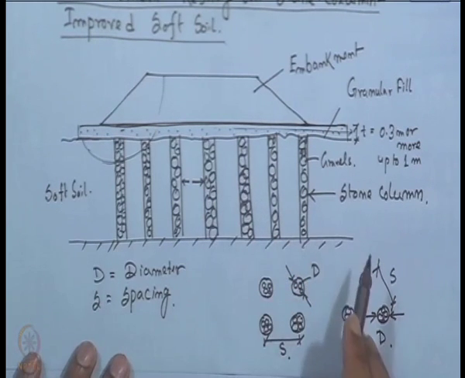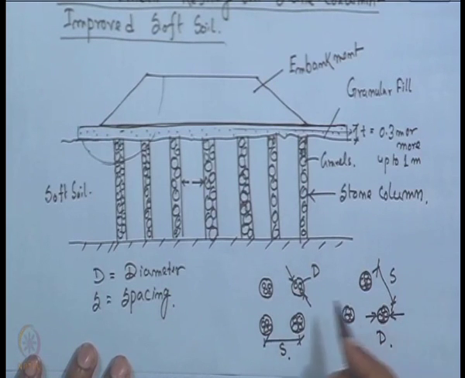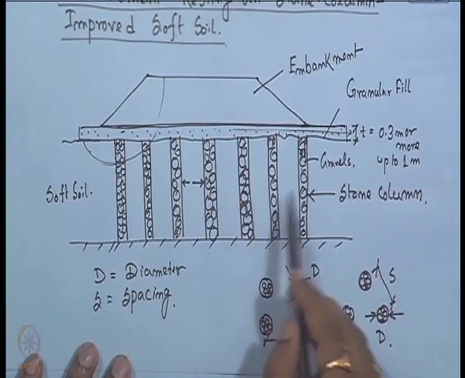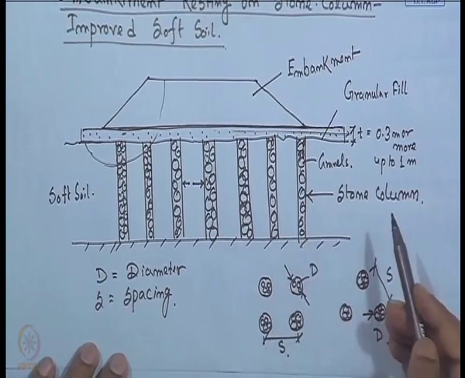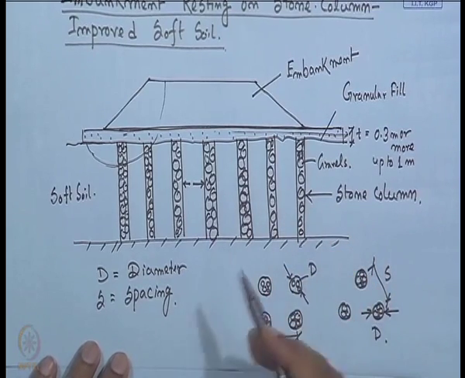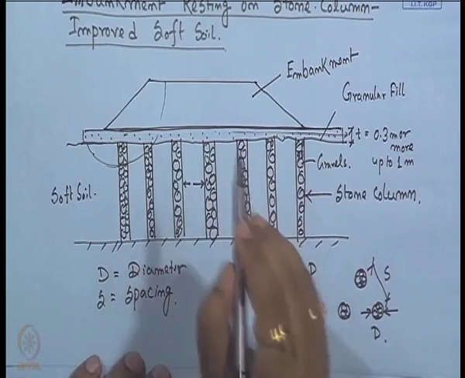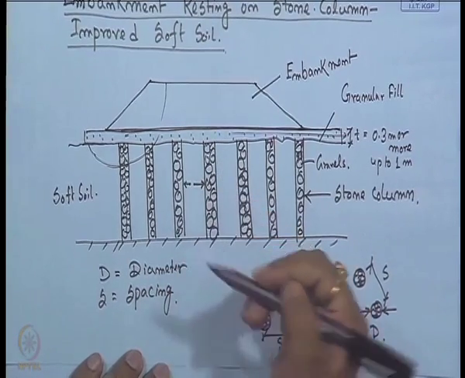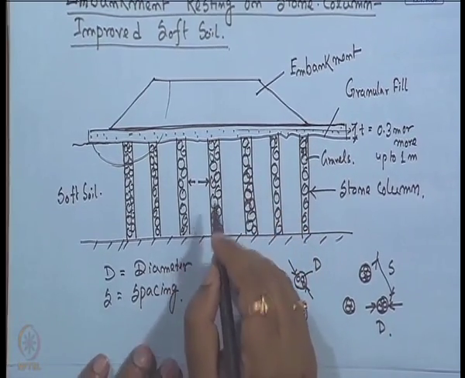Otherwise, if the consolidation process goes on for a few years, the future will have problems because of the settlement. If most of the settlement happens within a very short period of time, we can avoid that type of problem in the future, and once the consolidation is over, we will get more strength in the soil. So, that is the idea. Basically, these stone columns serve 4 purposes: increasing the bearing capacity, reducing the settlement, increasing the stability, and increasing the consolidation.